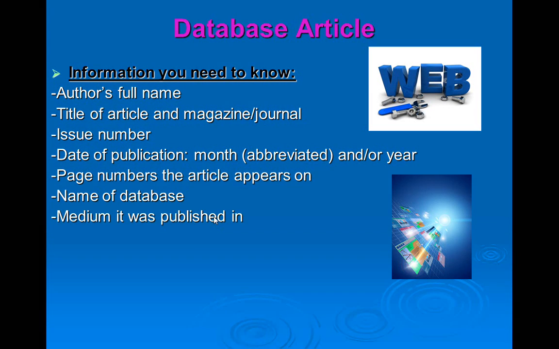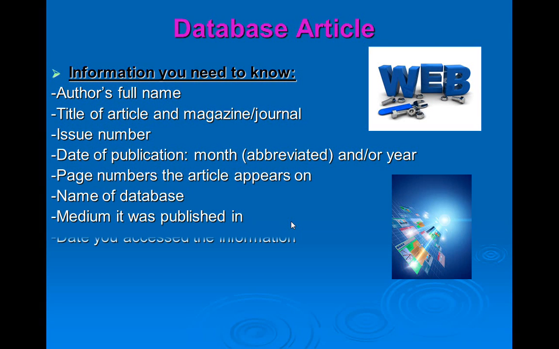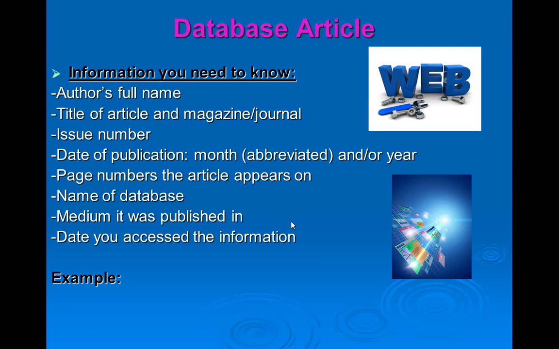The medium it was published in, which if you use the computer to find it, is going to be web. So even though this is an article from a journal or a magazine usually, you're still going to put web, and you're still going to include all of the web information, because what matters is not where it was originally published, but where you found the information. The date you access the information is going to be the last thing that you put in your entry.